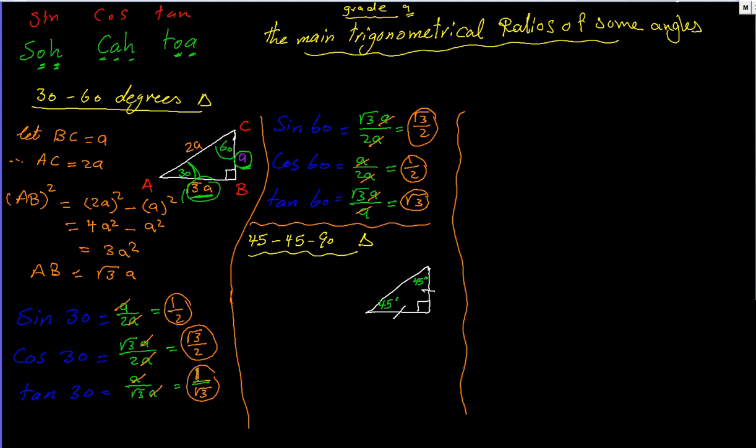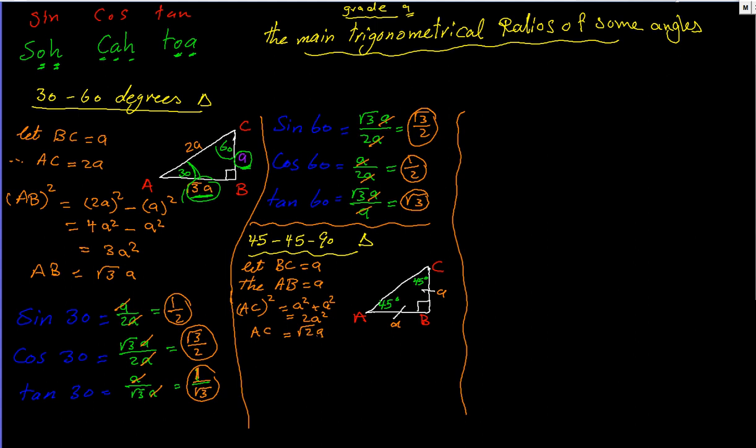Okay. Let's call it ABC. Let the right angle also be at B. Let BC equal A. Then AB also equals A because it's isosceles. Okay, then it's A and A. Then I can find AC using Pythagoras. AC power 2 equals A power 2 plus A power 2, which is going to be 2A power 2. Taking roots, AC equals root 2 A.